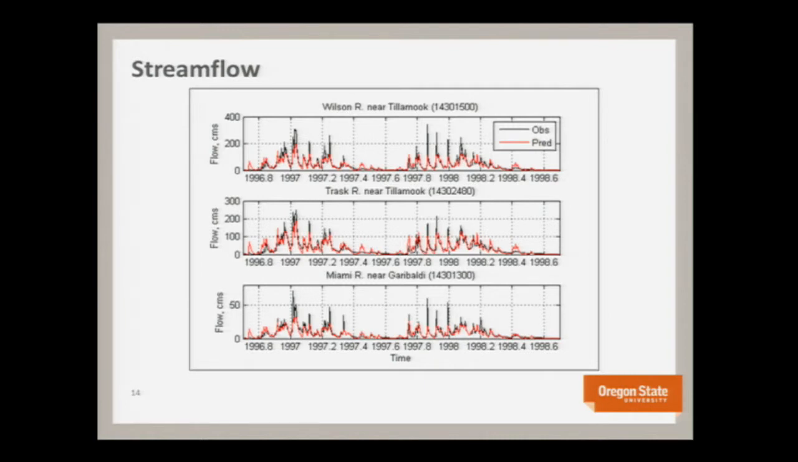These are three of the USGS gauges for which we were able to get data, and you can see the comparison between the observations in the black and the predictions in the red is fairly good. We're coming in a little bit low on the volumes. We're not quite getting the peaks, but the temporal response is really, really excellent.